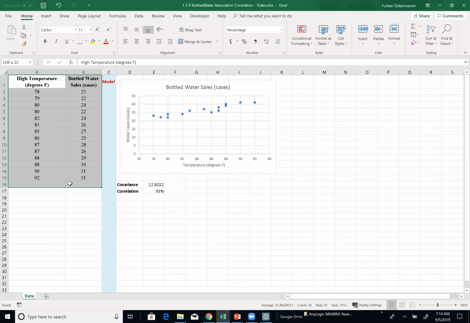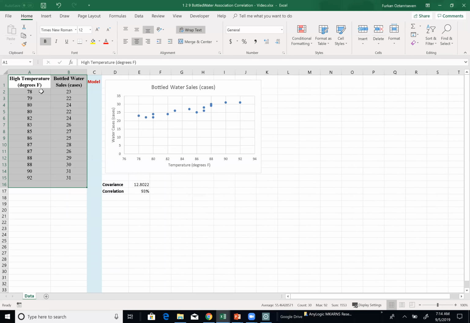What does it mean? When the temperature goes up, water sales go up. When the temperature goes down, water sales go down. Again, this doesn't say anything about causality. However, based on my experience, I can say there is a causal relationship. Why? Because when temperature is higher, which is the independent variable, my sales will go up. But I cannot say vice versa based on my experience. It's ridiculous to say that if the water sales go up, then temperature will go up. That's not going to cause that.